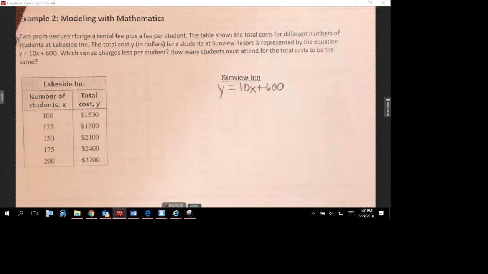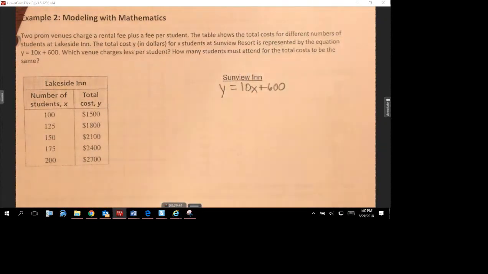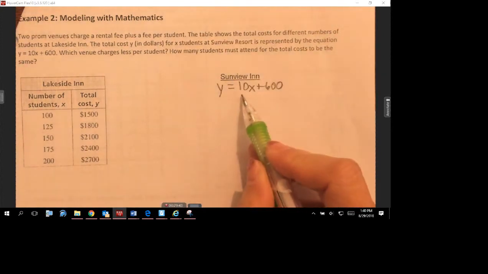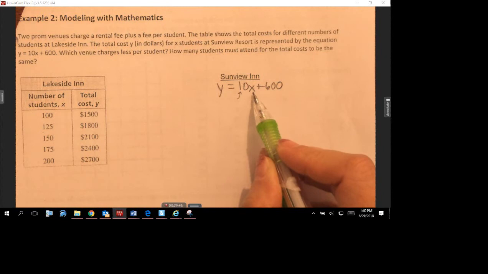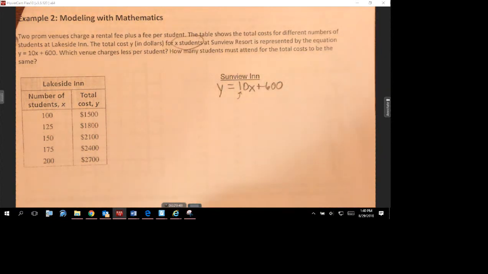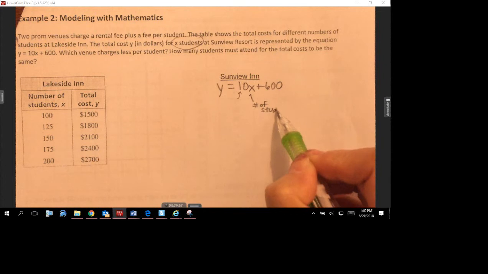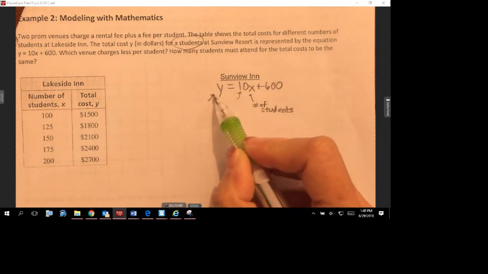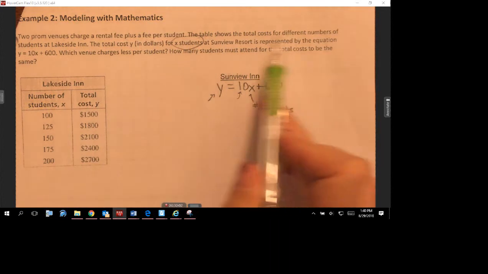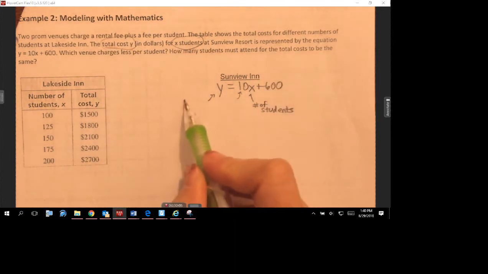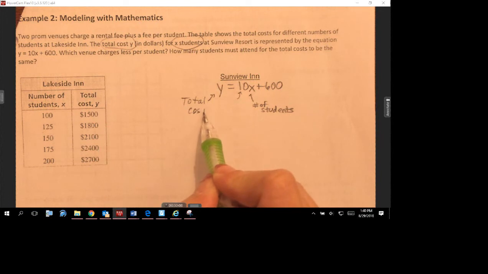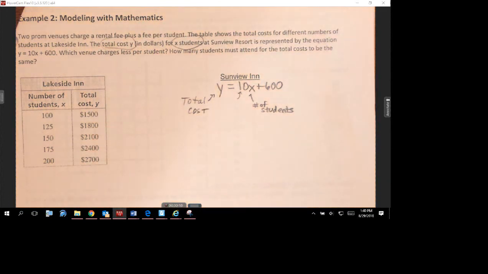So let's interpret Sunview Inn to start. 10 is being multiplied by x, and up here, x is the number of students. y is the total cost. So the number 10 and the number 600, what are they representing?